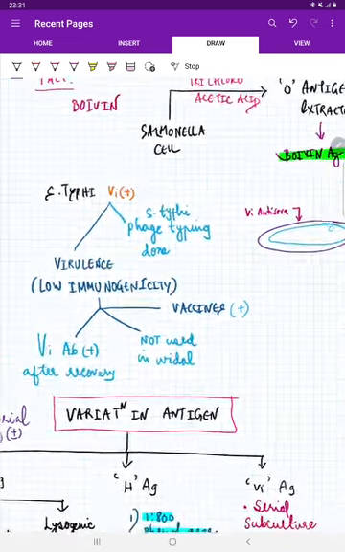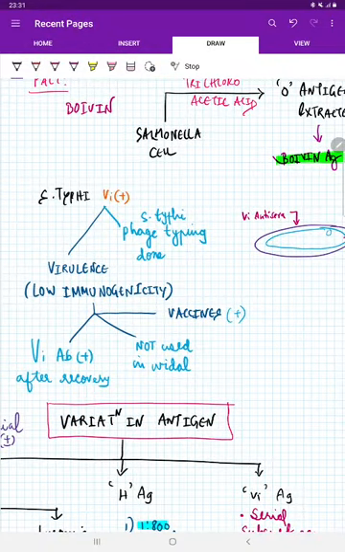Now this Vi antigen, we have said Vi for virulence, it is thought, but it actually has very poor immunogenicity. As it has poor immunogenicity, it is not used in the Widal test. It is used in preparation of some vaccines. And as Salmonella typhi and paratyphi all have this Vi antigen, phage typing is also done using this.